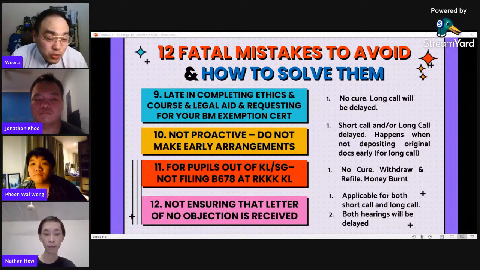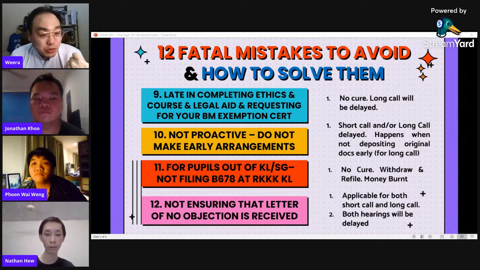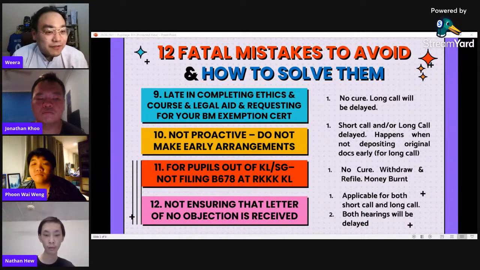Okay, the usual timeline to get your ethics done is usually 1 or 2 months before you finish your pupillage. Your legal aid usually must also be done 1 or 2 months before your pupillage ends. It is not fatal. You can do it even after your pupillage. It doesn't matter. But if you are slow, your long call will be delayed as well. Simple. Okay, for your BM exemption cert, also similar.